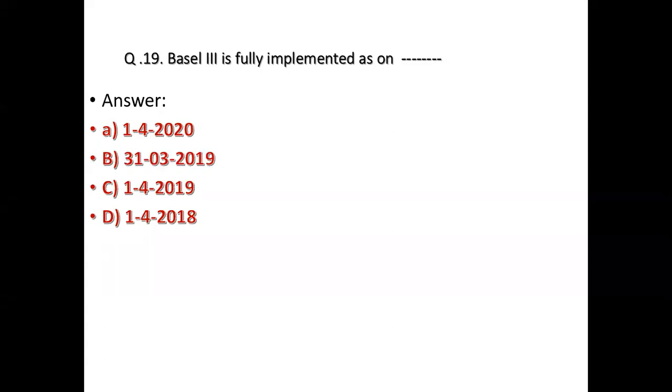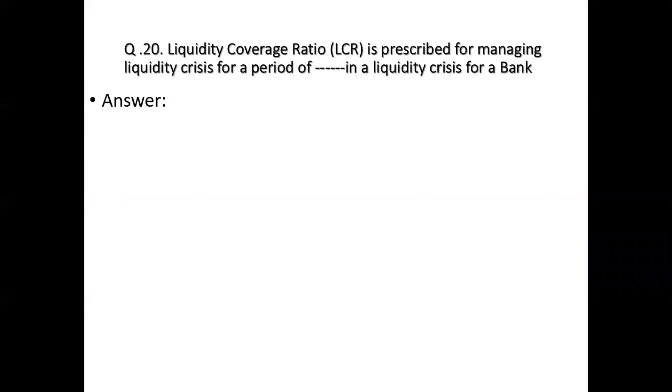As on means 31.3, Basel effective from 1.4. As on means which day? Correct answer is 31.3. Correct? Okay, 31.3.2019. So simple question.